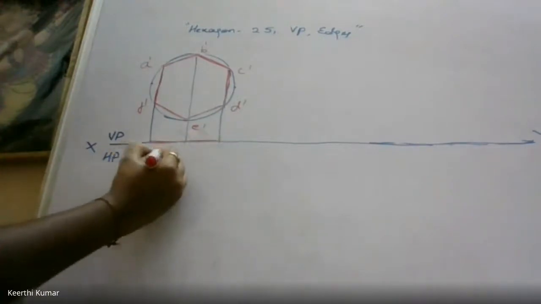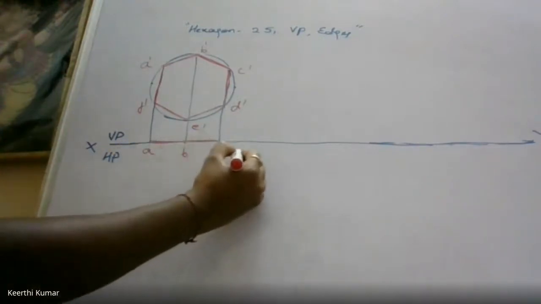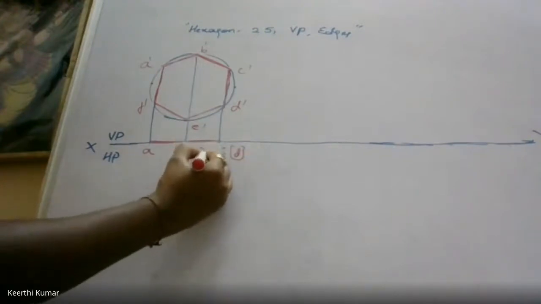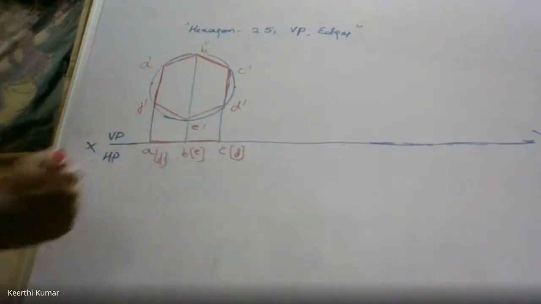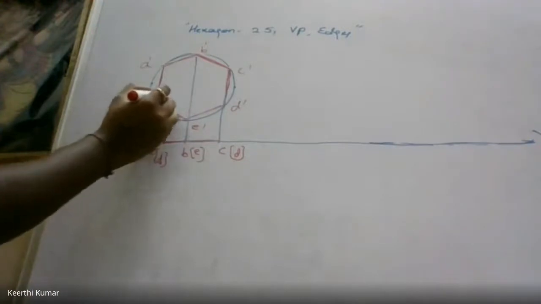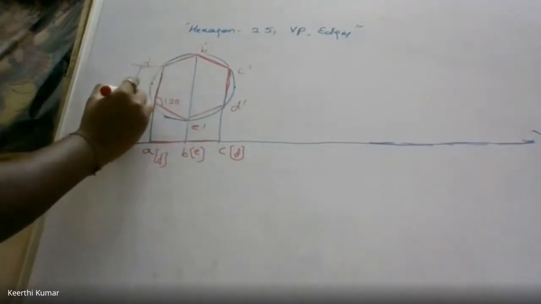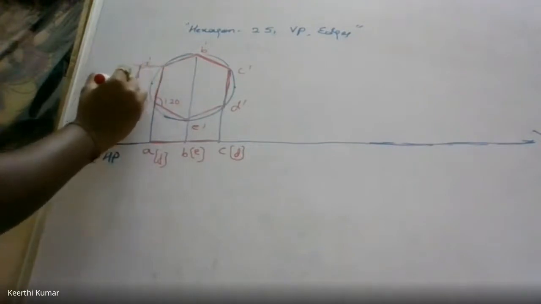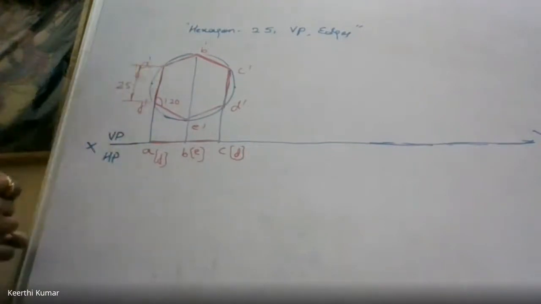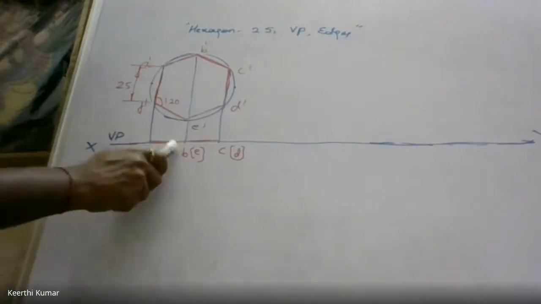So this is A, B, C, and within a bracket D, E, F. You show the angle and dimension for once, that is 120 degree here, and the size is 25. Next. So hence the lamina is resting on VP.